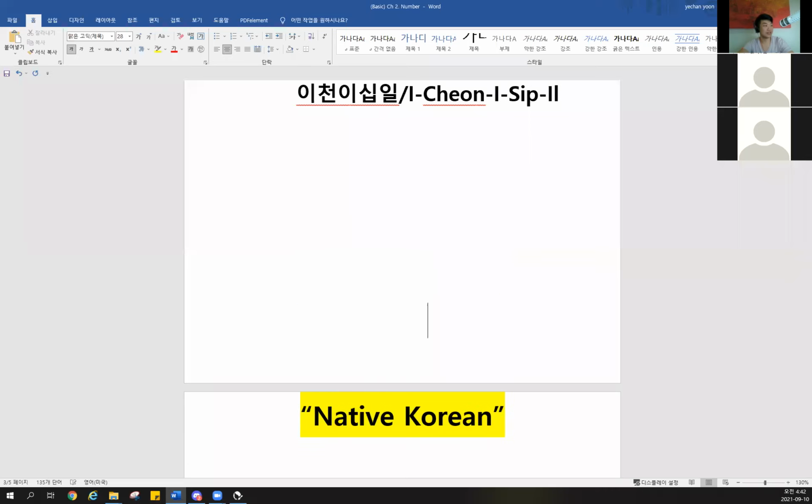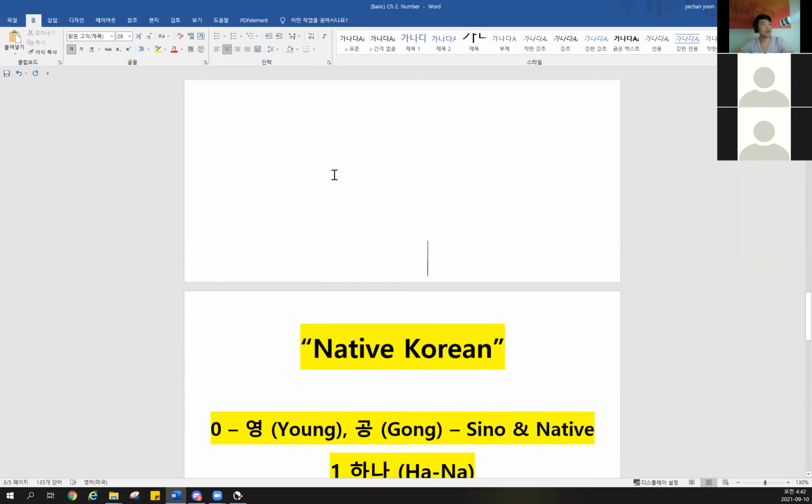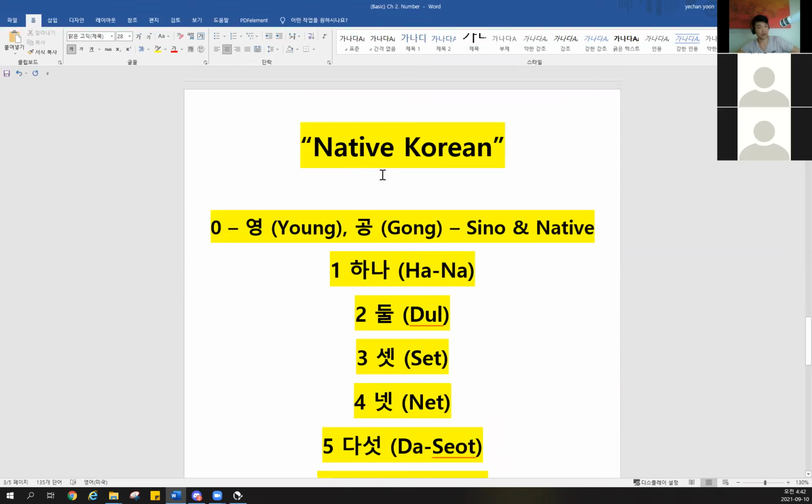native Korean. For native Korean, there is also a different pronunciation. For zero, we can use it with both the native Korean and the Sino version at the same time, which is young. Young. It looks like young. Yeah, it's something like that. Young and 공. 공. 공. You can just memorize this one.